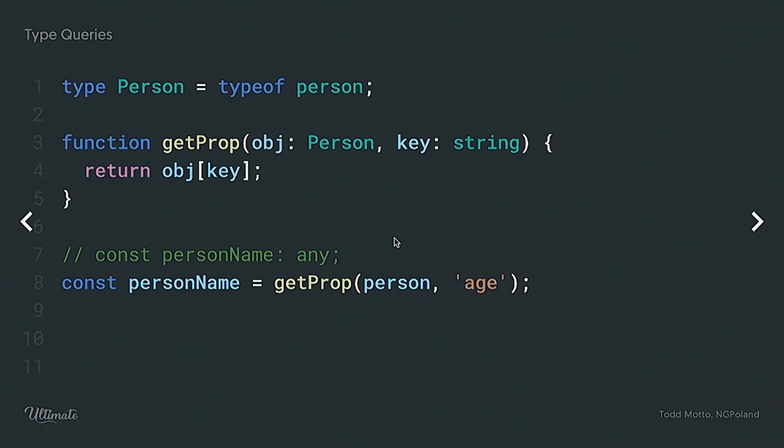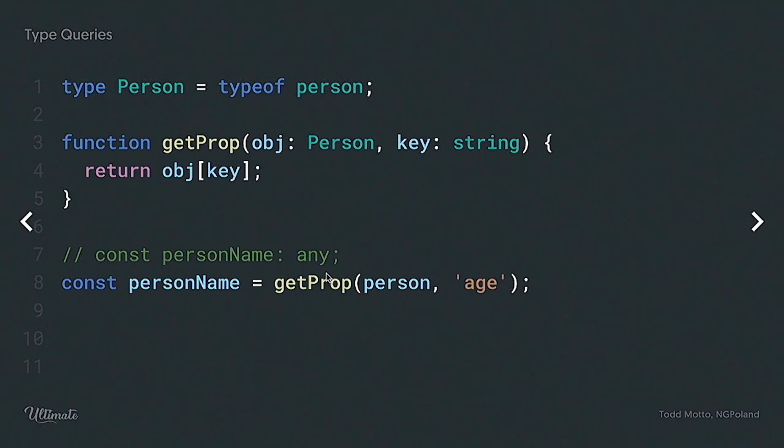So we know we have this type of person. That's nice and easy now. And we're going to have this person object, which has that name and age property. Now let's say we wrap this in a function. This could be a utility function inside a library or your own code base.